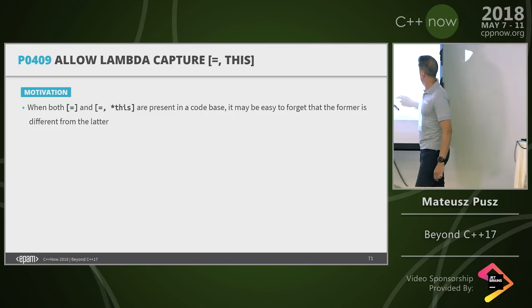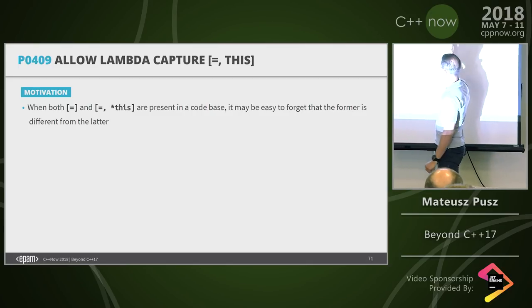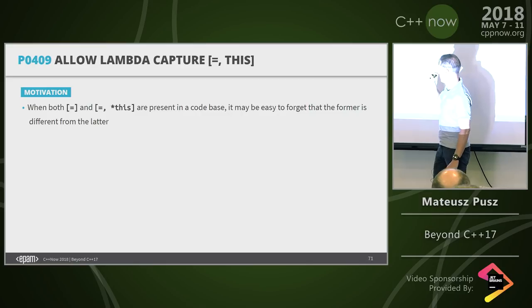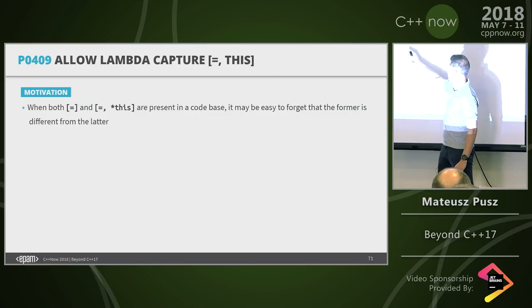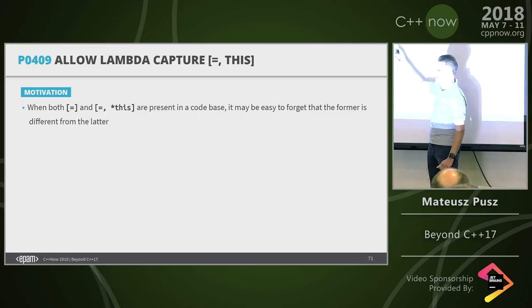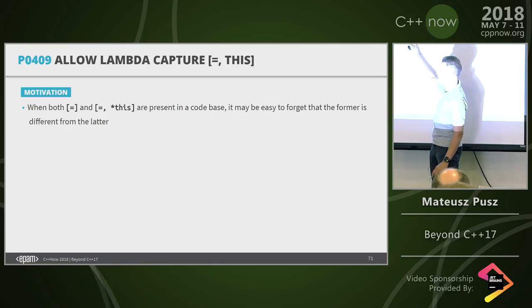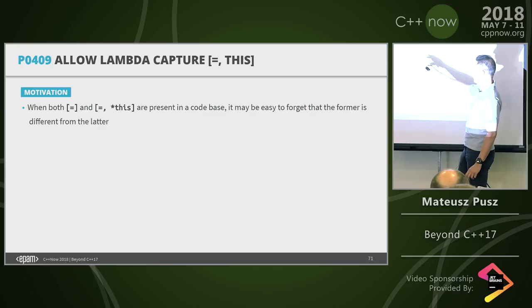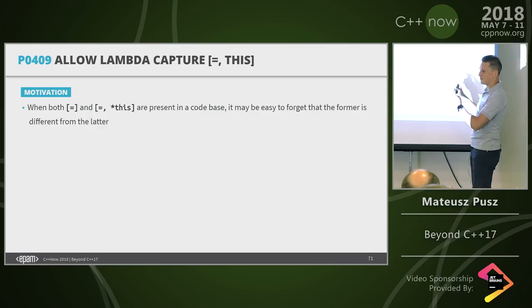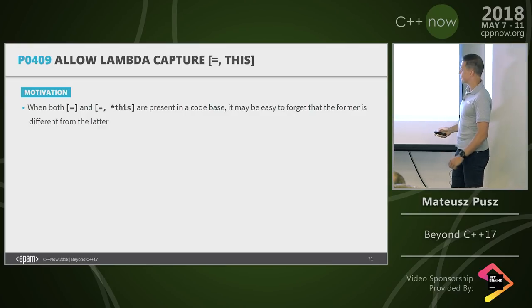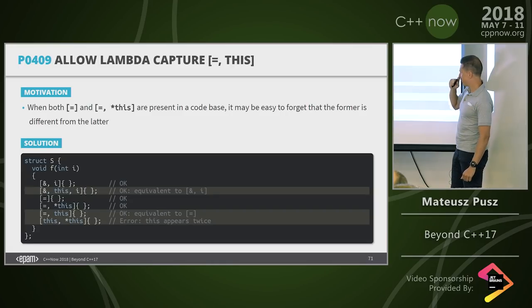Another feature is to allow capturing `[=, this]` in lambdas, because right now we support `this` and `*this` directly. These are different things, yes? `this` basically takes this by pointer, `*this` copies the object. And if you have a lot of those in the code, you may assume that this is the same, and be misled by it.